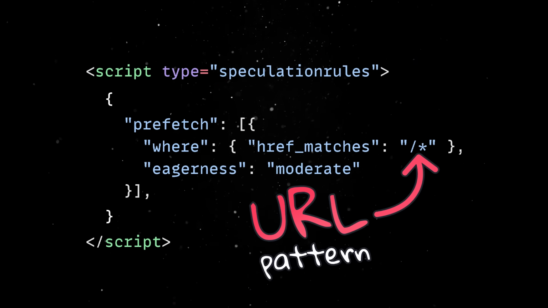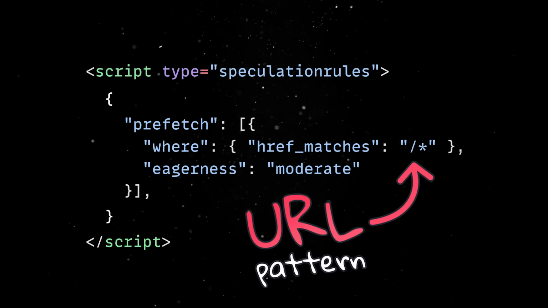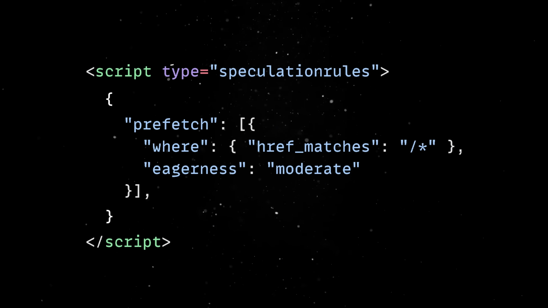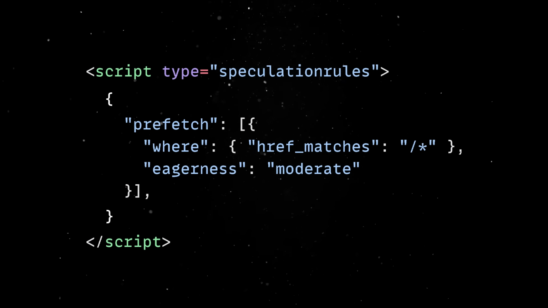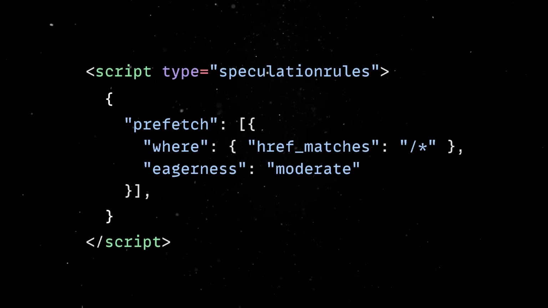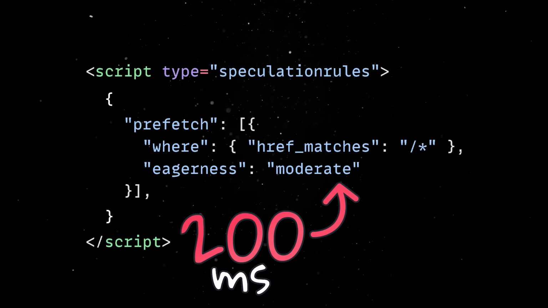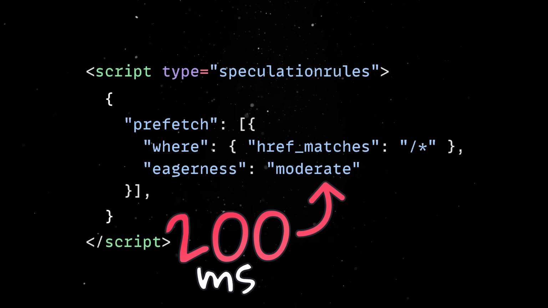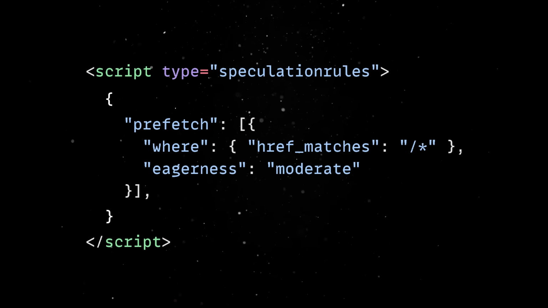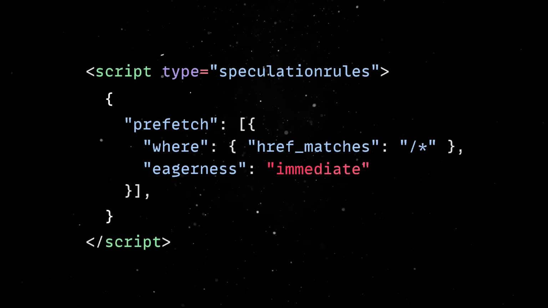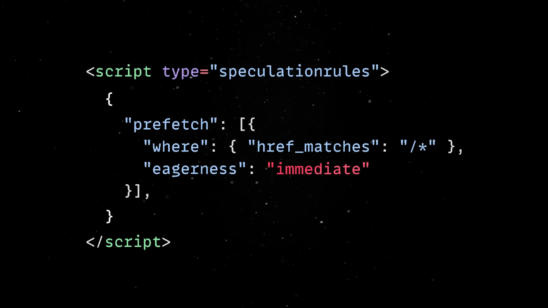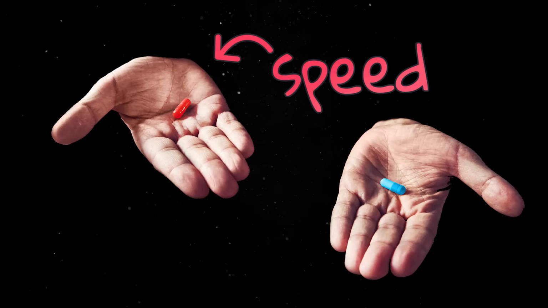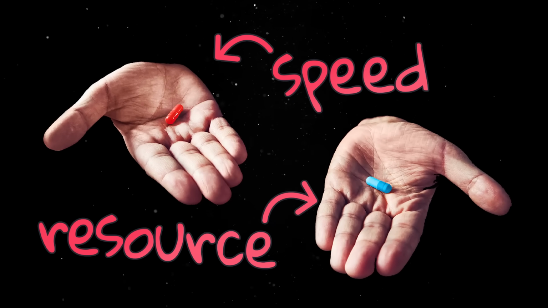So you can apply the rule to all internal links, or you can narrow it down using more specific paths. What's more interesting is the use of the Eagerness setting, which controls how quickly the browser should act on a potential navigation. Moderate is a good choice here, since the browser will wait about 200 milliseconds after the user hovers over a link before prefetching the resource. Of course, you could be more drastic and use the immediate value, which tells the browser to act as soon as it detects a possible intent to navigate. That gives you the fastest possible experience, but at the cost of more aggressive resource usage.